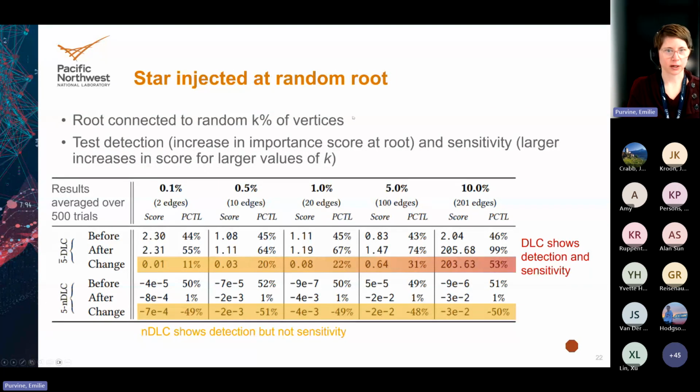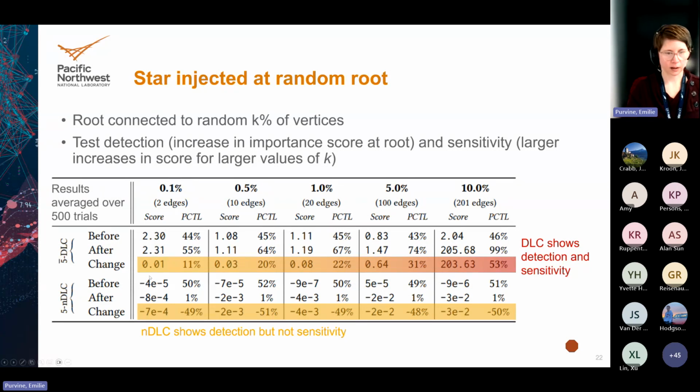Now what about if we inject at a random place? Can we still see if we inject randomly? And so what we did was we picked a random root and then random K% of vertices and wanted to test first detection. Does this increase the importance score of the root? And second, sensitivity. If I make the star bigger, does the increase in the importance score get even bigger?